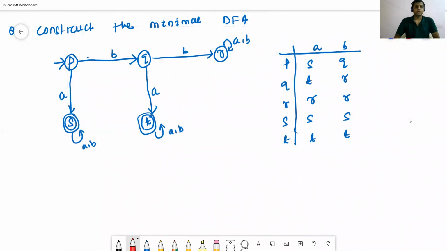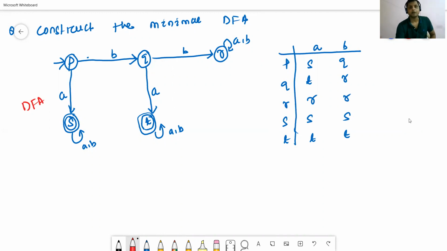Okay. This is one DFA. This is the transition diagram. It is the similar presentation of the transition table of the given DFA. The DFA contains a total of 5 states.